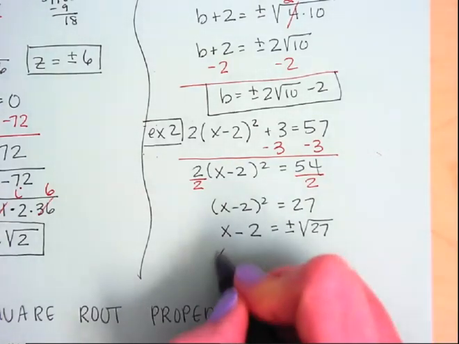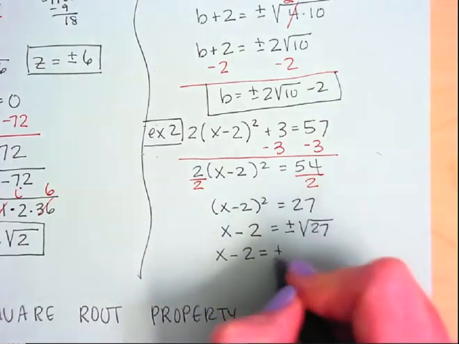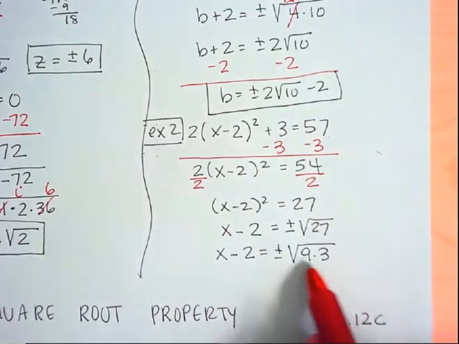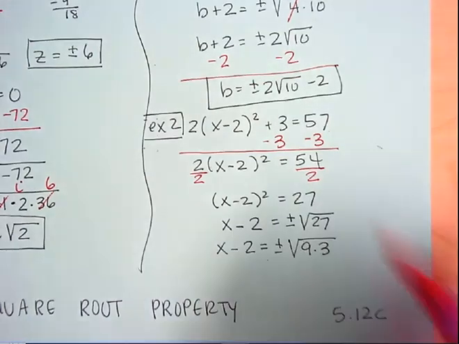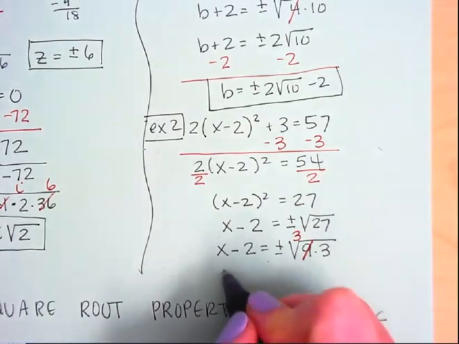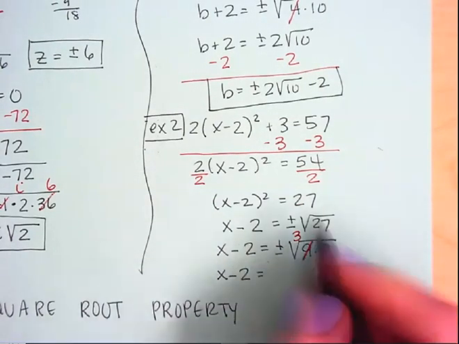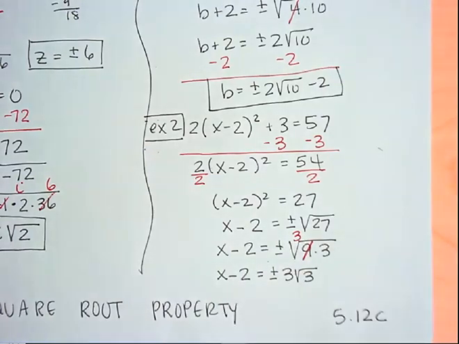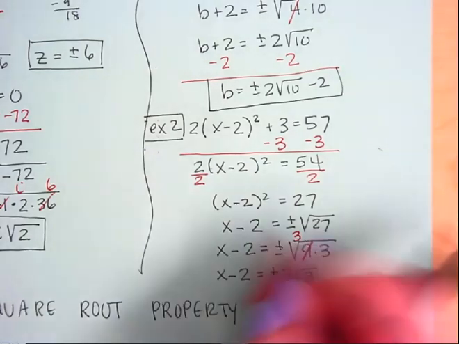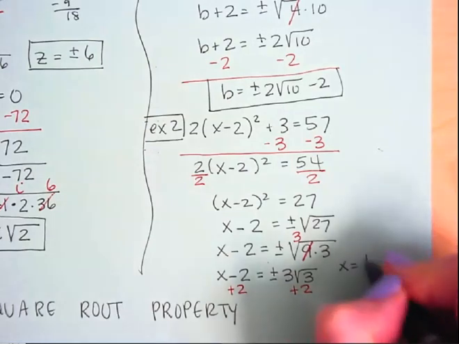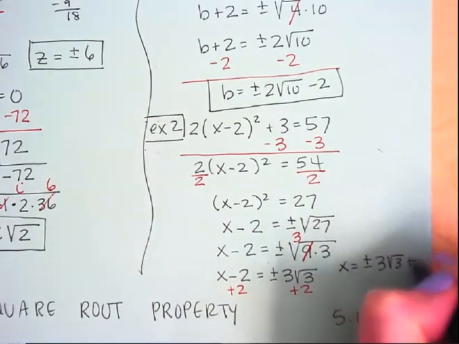Please tell me a perfect square that goes into 27. 9. Yep. So I'm going to factor this as 9 times 3. You could factor this as 3 times 3 times 3. But square root of 9 is 3. That's a lot of 3's I just said. That comes in front of the radical, but behind the plus or minus. And then the very last thing is to add 2. So x equals plus or minus 3 rad 3 plus 2.